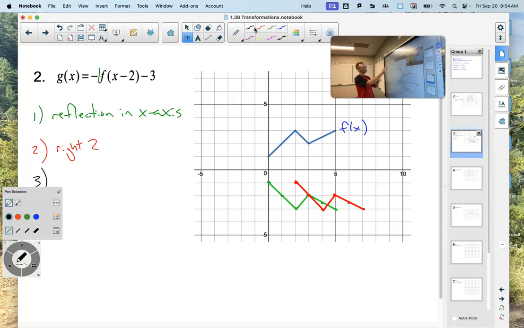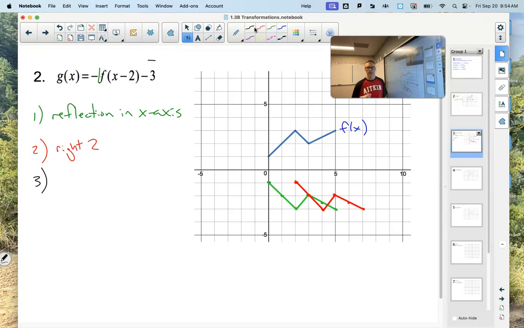The last thing is this -3 up there. I notice that is outside of my function. Okay? So I'm applying that to the y values, not the x values. So if I take the y values and subtract 3, that's going to move this graph down 3. So now take those red points and move them down 3. Uh-oh, went off my graph here, didn't I? Poor planning.